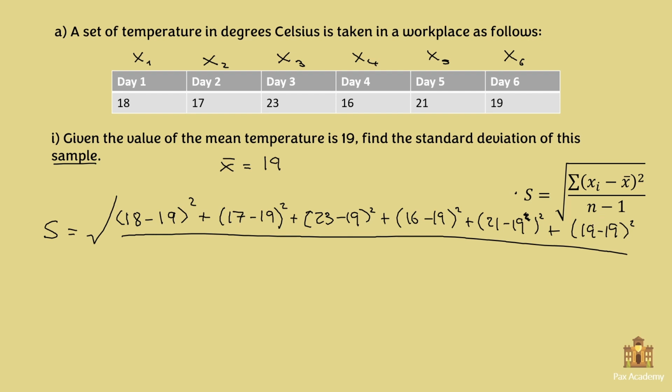So n was the sample size. So as you can see in this exercise, the sample size is 6, okay? Because there's 6 days. So 6 minus 1. And the whole thing square rooted. Okay, and now we just need to solve.